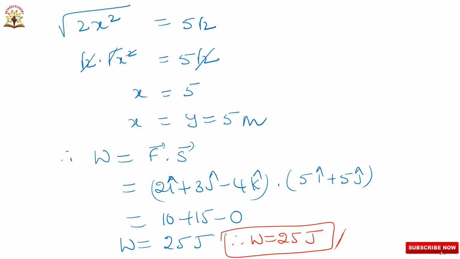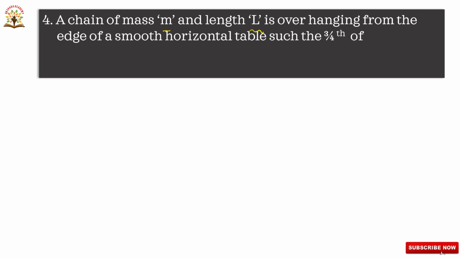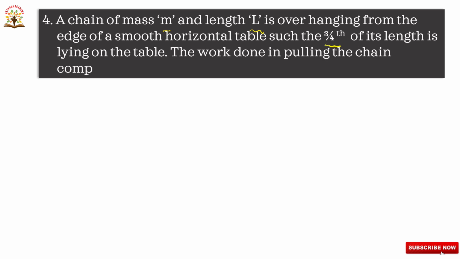Okay. Next we will go to the next question. This question: a chain of mass m and length L is overhanging from the edge of a smooth horizontal table such that 3 by 4th of its length is lying on the table. The work done in pulling the chain completely onto the table is. Here we have to calculate the work done in pulling the chain completely onto the table. Now let us go to the solution.